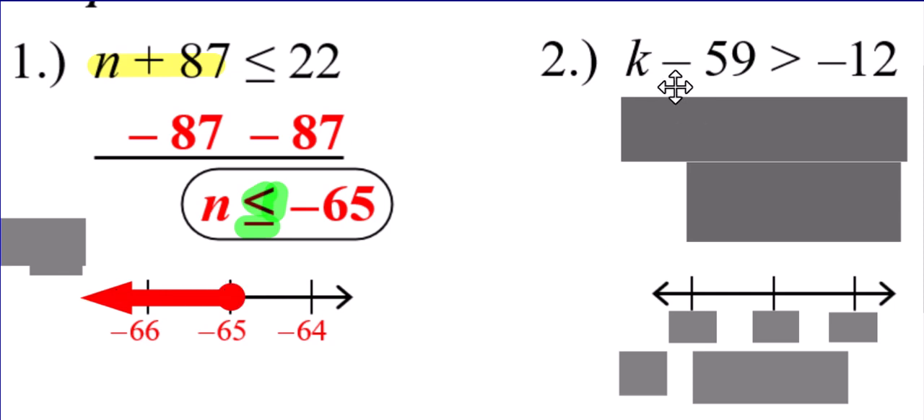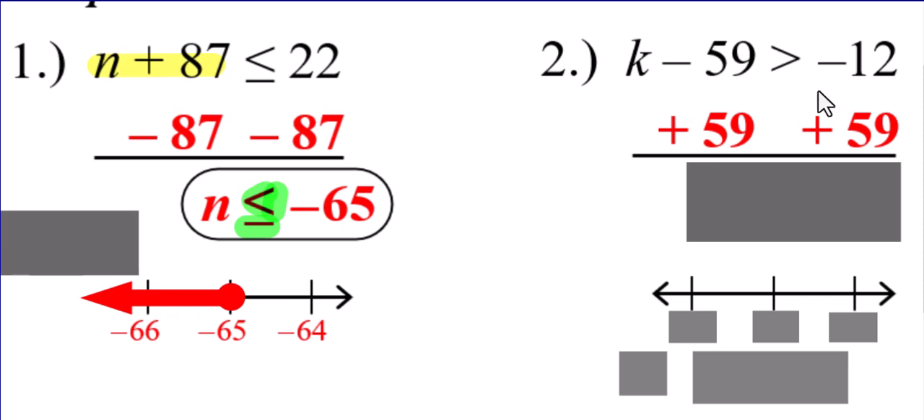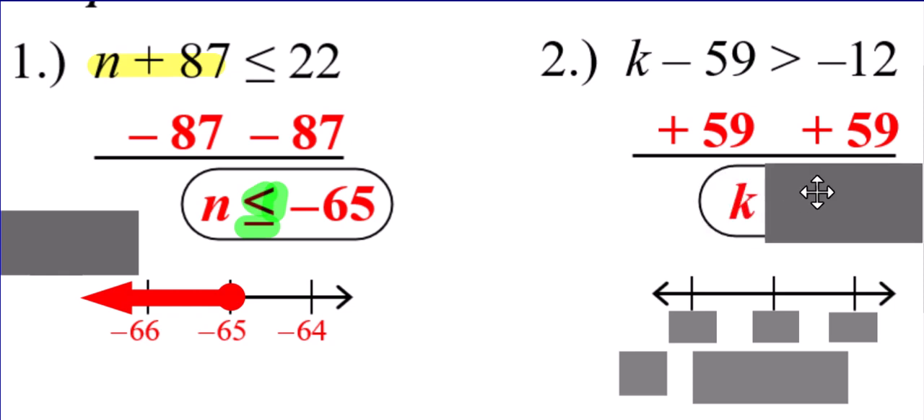Okay, let's do number 2 together. What's happening to the variable? It's being subtracted by 59, so the inverse is to add by 59 on both sides. Write this down along with me. Subtracting is the same as adding the opposite, so this is really a negative 59 plus positive 59, which gives you 0. You don't have to show the 0 step anymore, just bring down the k.